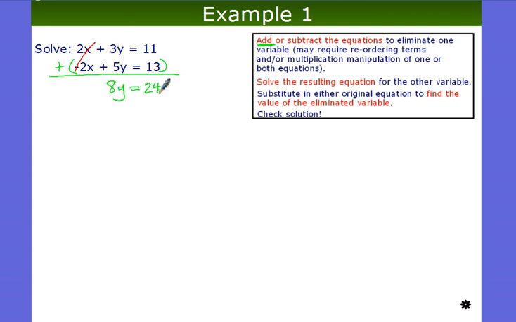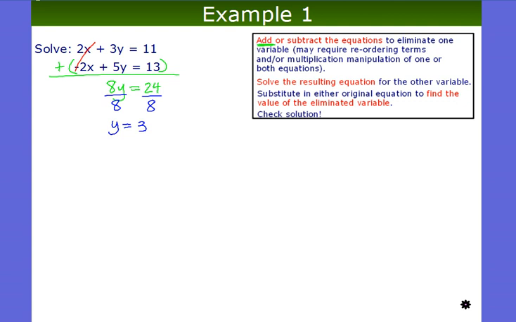So now I have an equation that, with step two, I can solve for the variable that was not eliminated. So we'll solve this equation by isolating y using division. We're going to divide both sides by 8, and we get y equals 3.